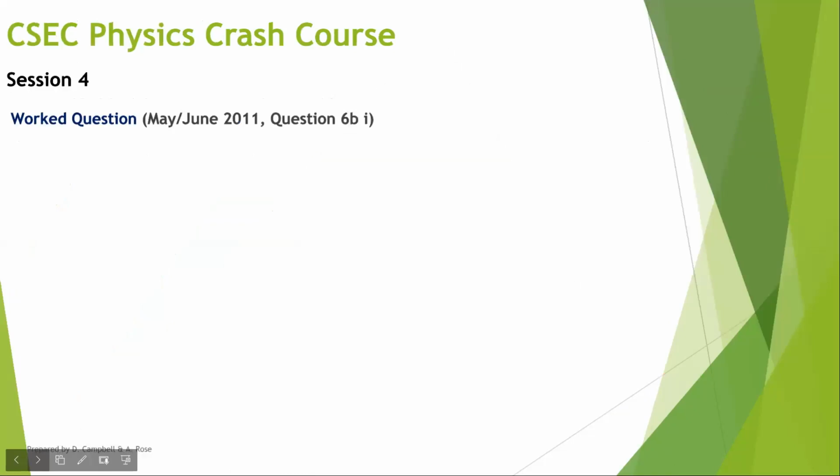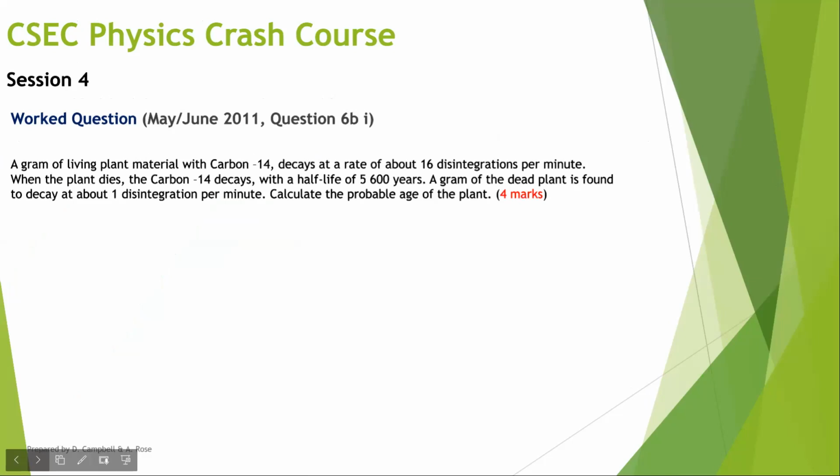So another question. This is from the May-June 2011 paper, question 6B, part 1. Now, a gram of living plant material with carbon-14 decays at a rate of about 16 disintegrations per minute, and that's the activity. When the plant dies, the carbon-14 decays with a half-life of 5,600 years. Now, 1 gram of the dead plant is found to disintegrate at about 1 disintegration per minute, and you're asked to calculate the probable age of the plant.